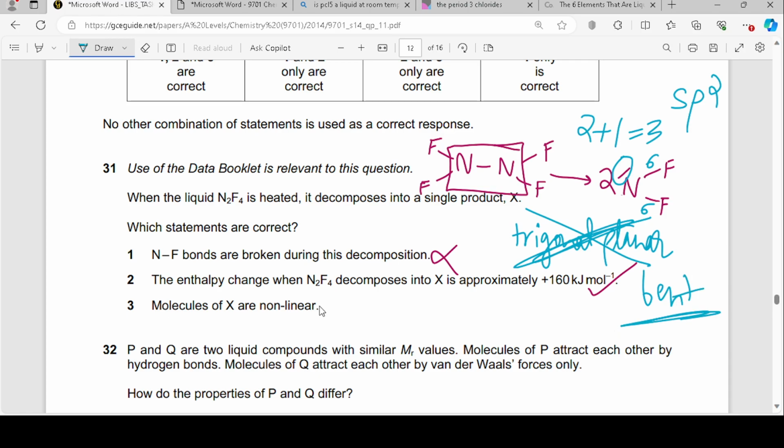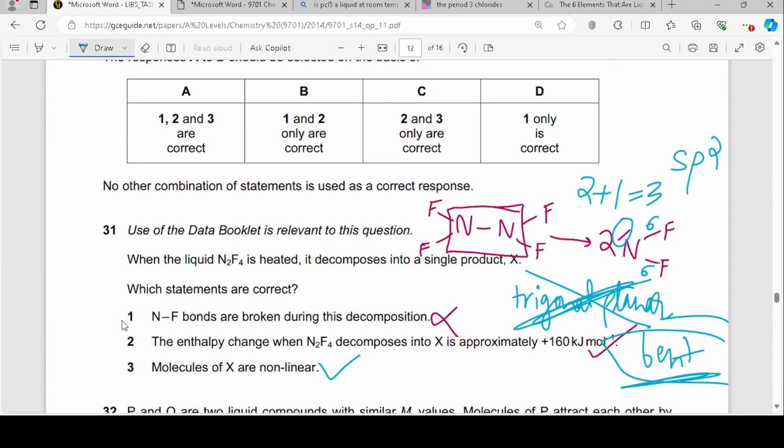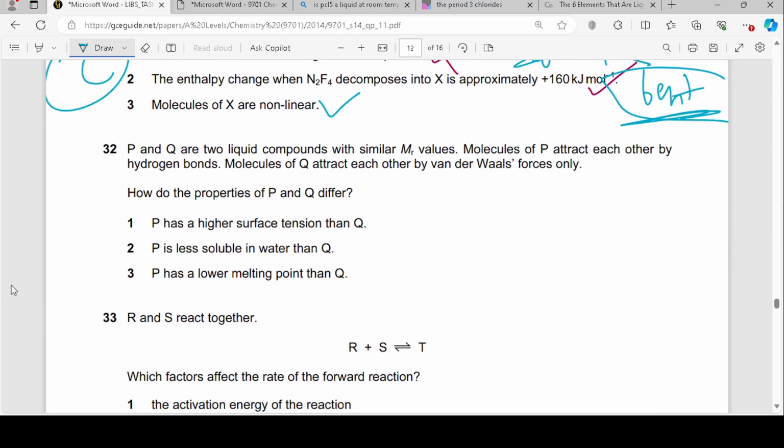So to say that molecules of X are non-linear, that is definitely true because it is bent. Honestly, trigonal planar also means non-linear, but you know what? 3 is right, is the point. So 2 and 3 are right, therefore my answer is going to be C. Okay? Now let's go to the next question.